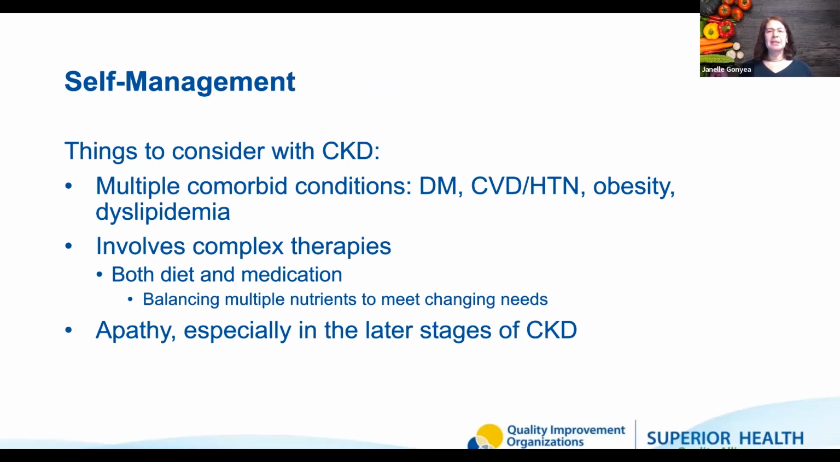They have diabetes, they have hypertension, they're overweight, high cholesterol, and now we pile on with CKD. So helping them intertwine all of these complex therapies, both diet and medication, to help them balance everything that they need to. And realize that in these later stages, apathy is a huge issue.